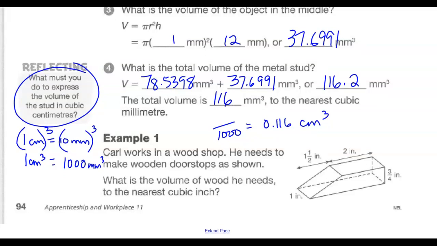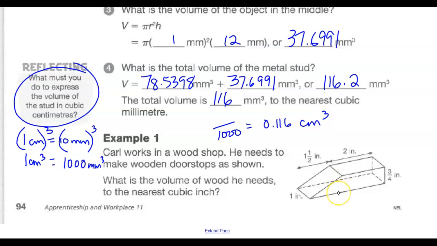Next one says Carl works in a wood shop. He needs to make wooden door stops as shown. What is the volume of wood he needs to the nearest cubic inch? This is all in inches. So this is kind of interesting because it's not an exact rectangular prism. It's not an exact triangular prism.